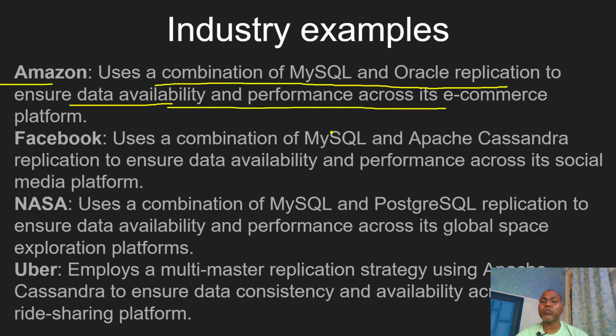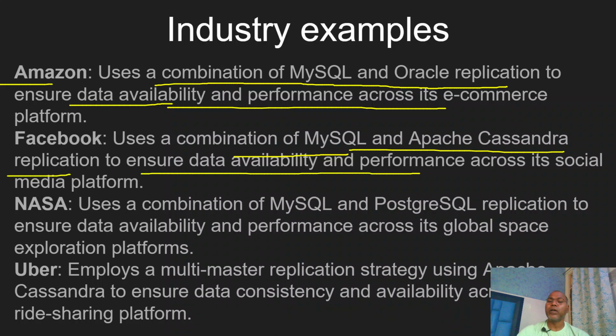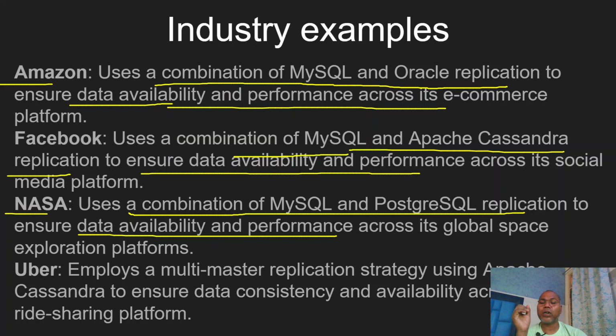Facebook also uses MySQL and Apache Cassandra for replication, to ensure data availability and performance so that the social platform is always available. Similarly, a combination of MySQL and Postgres replication strategy is used by NASA to ensure data availability and application performance across its global space exploration platform.